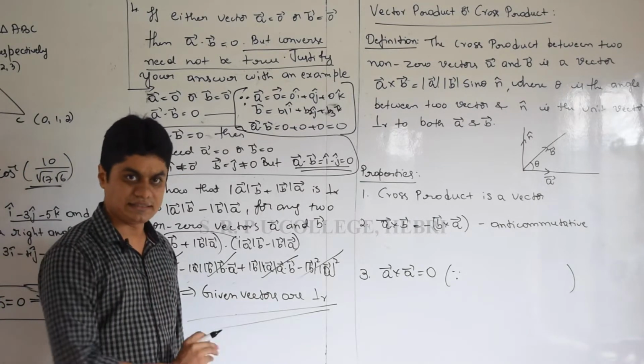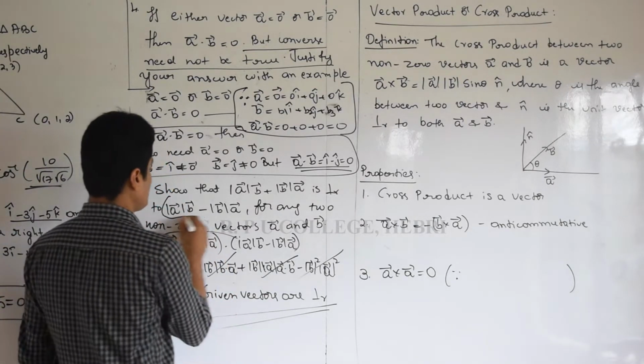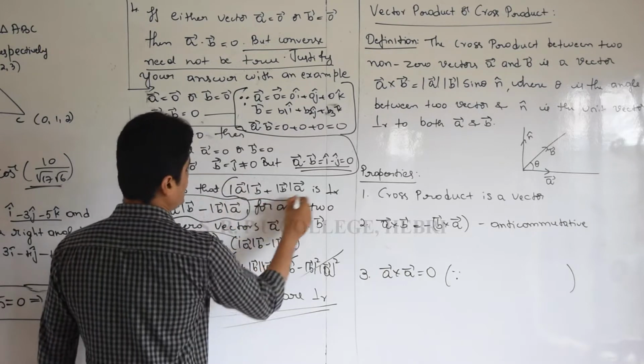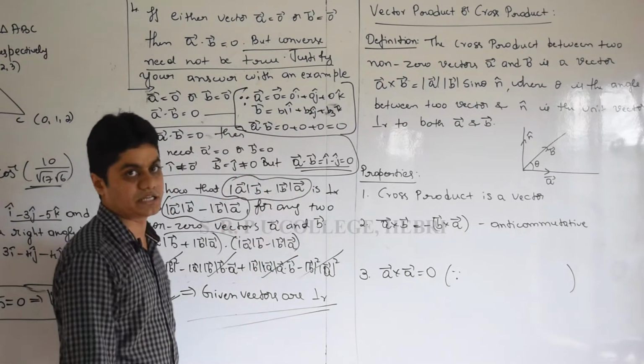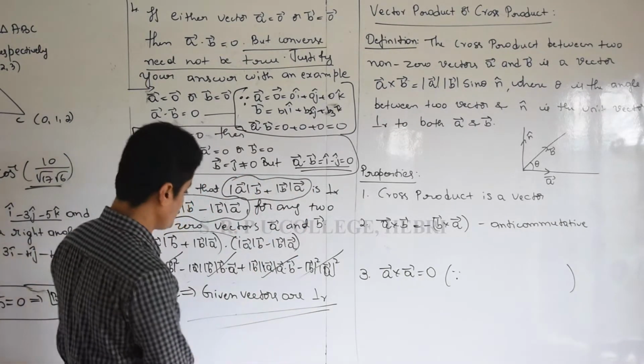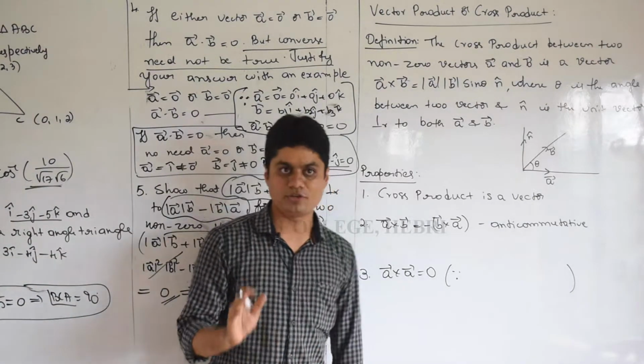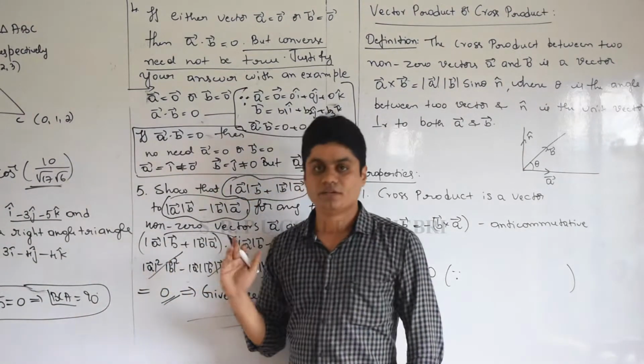Clear? So just take the dot product between this vector and this vector and show that their dot product is 0, and you prove that two vectors are perpendicular. I hope you understood. Very good.